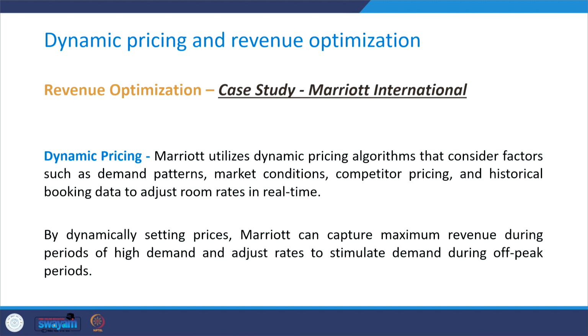The first tool or technique is dynamic pricing. Marriott utilizes dynamic pricing algorithms that consider factors such as demand patterns, market conditions, competitive pricing, and historical booking data to adjust room rates in real time. By dynamically setting prices, Marriott can capture maximum revenue during periods of high demand and adjust rates to stimulate demand during off-peak periods. Another thing is yield management.